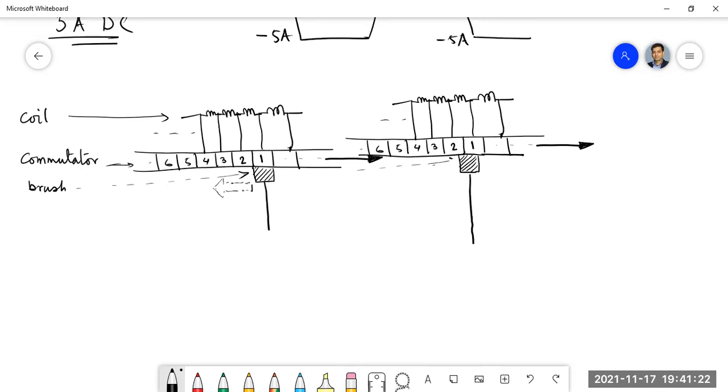This is the instant 1. This is the instant 2. Instant 2 means some portion is getting in contact with commutator segment 2, but still most of the portion is in contact with commutator segment 1. Understood?